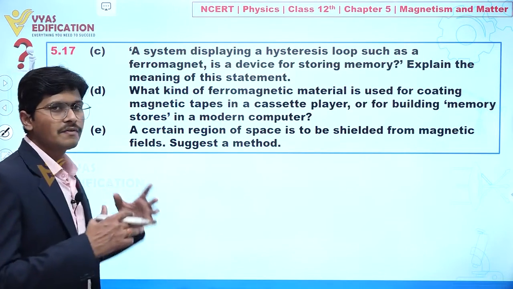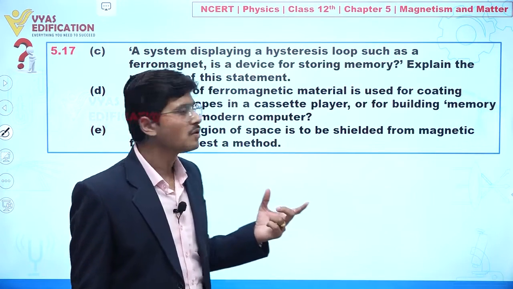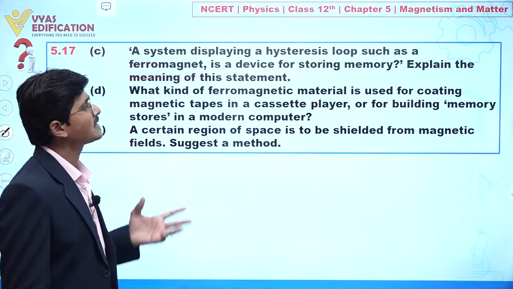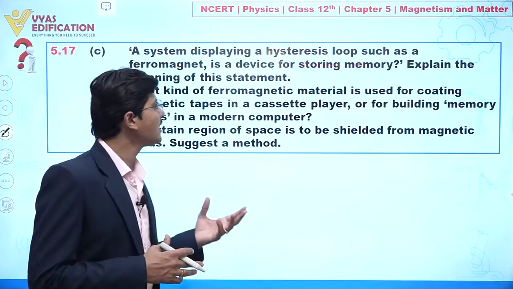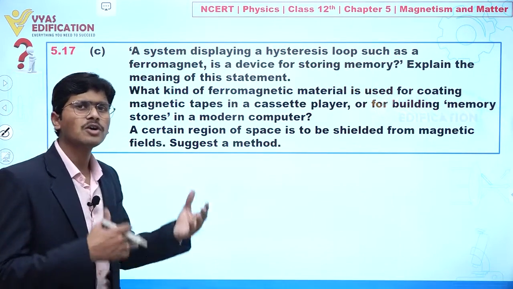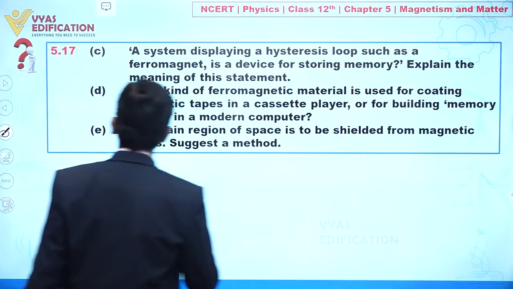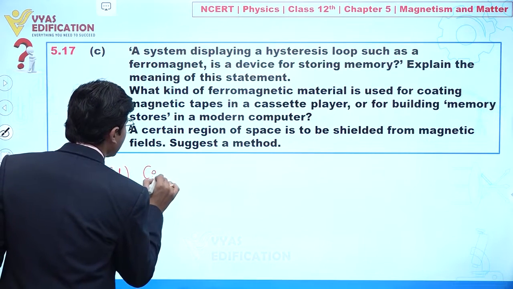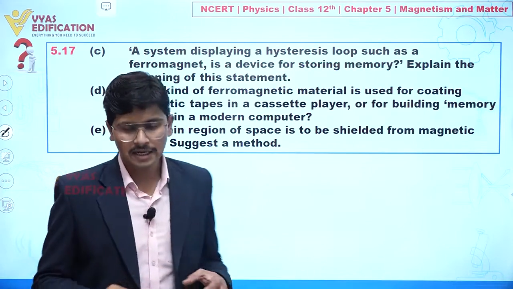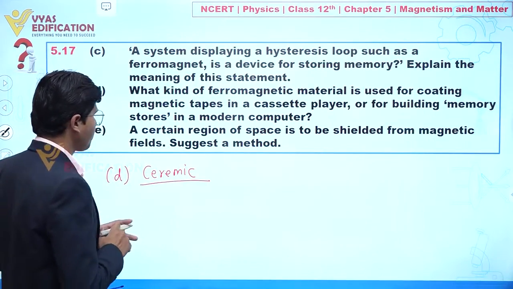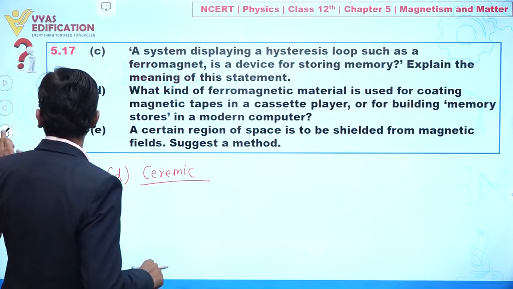Now we are going to discuss part number D. What kind of ferromagnetic material is used for coating magnetic tape in a cassette player, clear? For the coating of magnetic tape that is utilized in a cassette, we utilize a particular material that is known as ceramic, clear? So we utilize a particular substance that is ceramic. Clear to everyone? Yes.